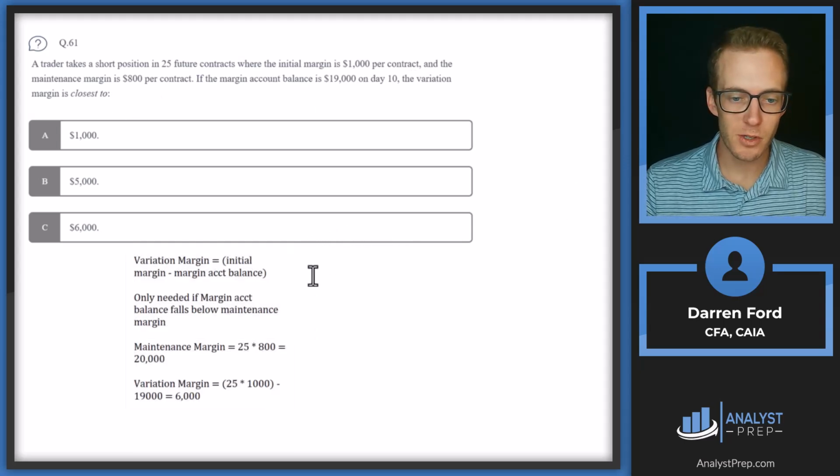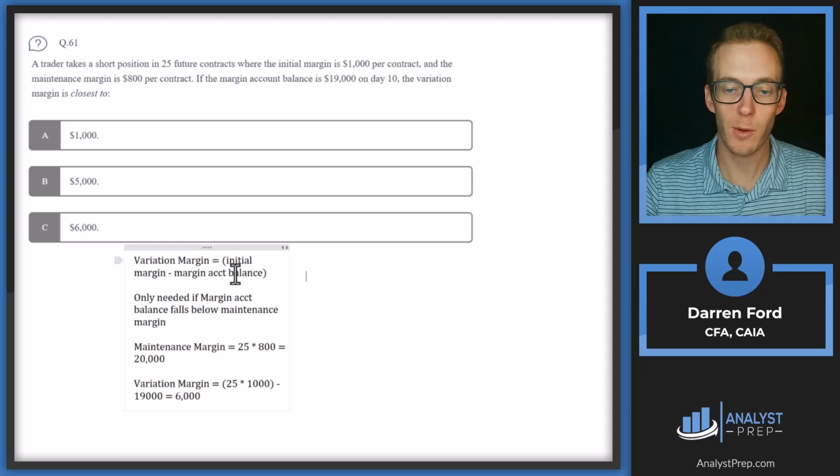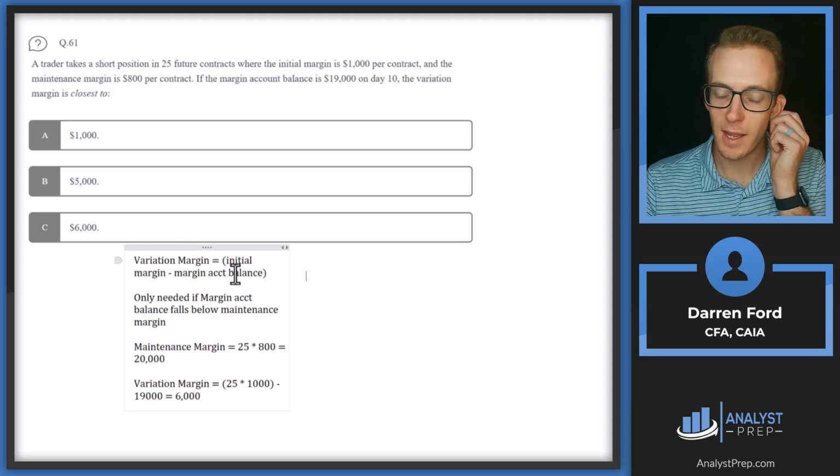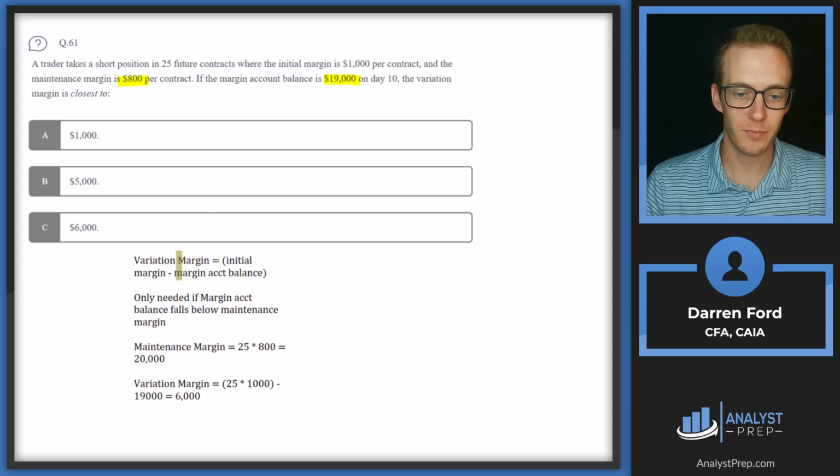So variation margin is going to be equal to our initial margin minus the margin account balance. This is essentially the additional margin, or equity, that we would need to deposit if our margin account balance, which is 19,000, falls below our maintenance margin. We would get margin called, and then we would need to put up this variation margin in order to keep our position. So it's only needed if the margin account balance falls below maintenance margin.